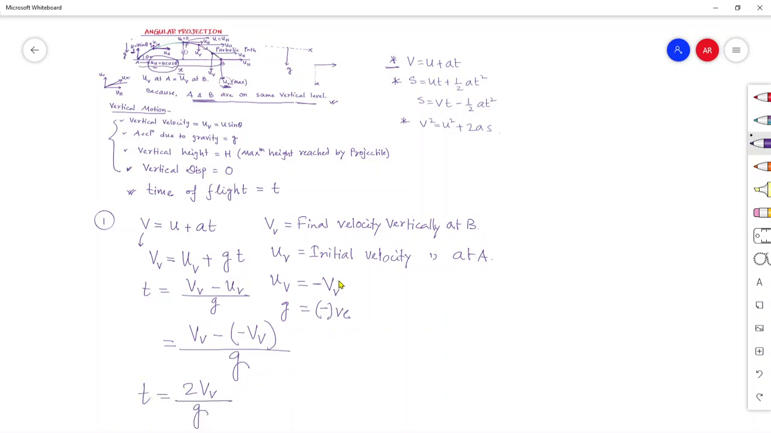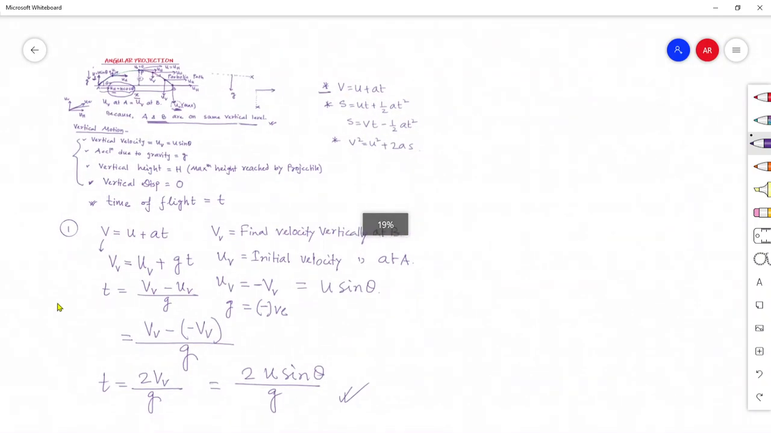And what is uv or vv? It is nothing but u sine theta. The magnitude is nothing but u sine theta. u is the resultant velocity with which it was projected, and theta is the angle it makes with the horizontal in this case. So right here we can say this is twice u sine theta divided by g. This is the time of flight. That is what we got. So this is the first equation, how we dealt with it.